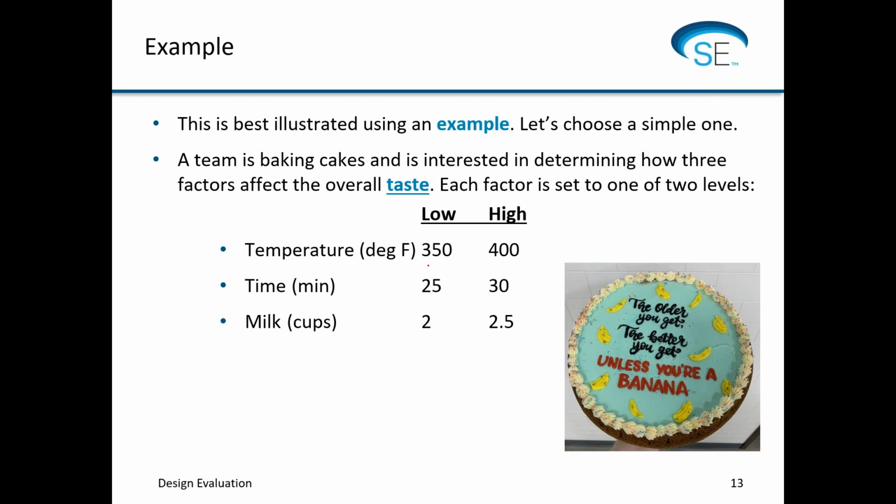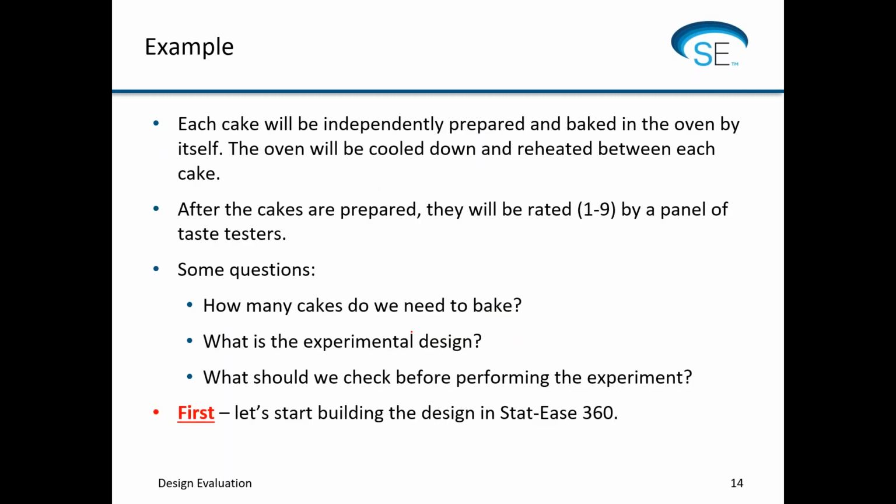So we've got temperature from 350 to 400 degrees. Time in the oven, so 25 minutes or 30 minutes. And finally, the amount of milk they put in, 2 cups or 2.5 cups. Now, of course, you could say yes, they could test the center point here, but I don't think that was the issue there. So now the key is that each cake is going to be independently prepared and baked in the oven by itself. After you bake one cake, the oven's going to be cooled down and then reheated between each cake.